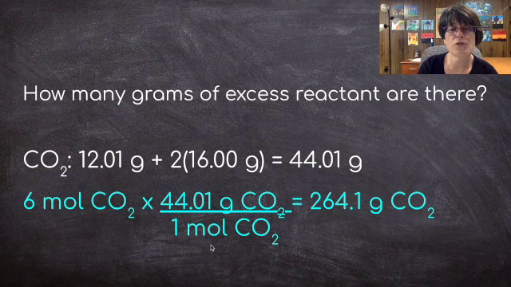So we do our conversion. 6 moles, and 1 mole on the bottom here, so that those will cancel out. Go ahead and cross those units out. And 44.01 grams of carbon dioxide is 264.1 grams of carbon dioxide will be excess.